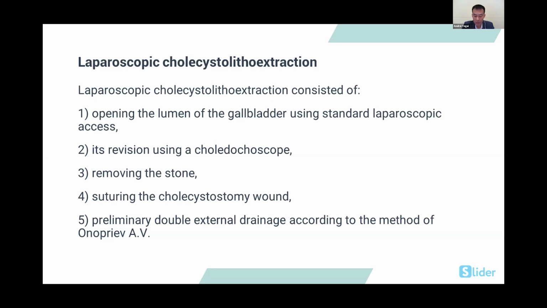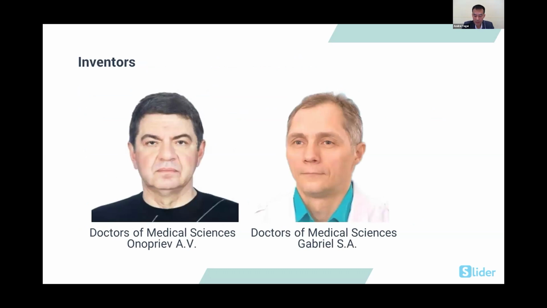the cholecystostomy wound and preliminary double external drainage according to the method of an operative AV. Based on the results of development in 2007, 2 inventions were registered and 2 patents were received related to organ-preserving operations for gallstone disease. The gallbladder cavity during surgery and in the early postoperative period was washed with a solution containing furacillin, chymotrypsin, and hydrocortisone.